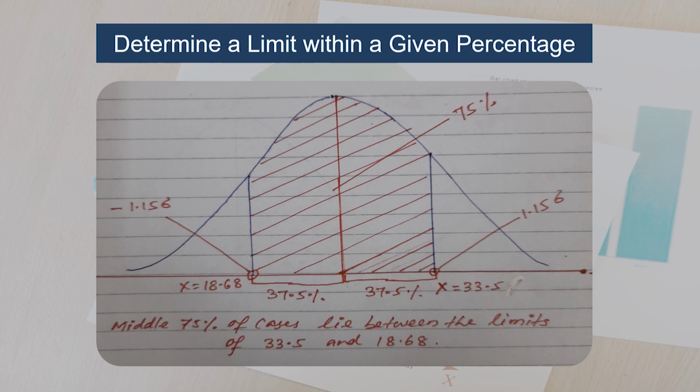And further, by using the mean value, standard deviation and the table value, or the standard value, or the z score or the z value, we simplify it, and on the positive side we got the score, that is 33.5, and again we simplified it on the negative side. Okay, so here the z value becomes minus 1.15 standard distance, and if you simplify it you will find the score is 18.68. So now we can say that the middle 75% of the cases lie within the limits of the scores 33.5 and 18.68. So friends, in this way you can calculate many problems relating to the normal probability curve. If limits are given, you can calculate the percentage, and if percentage is given, you can also calculate the limits.